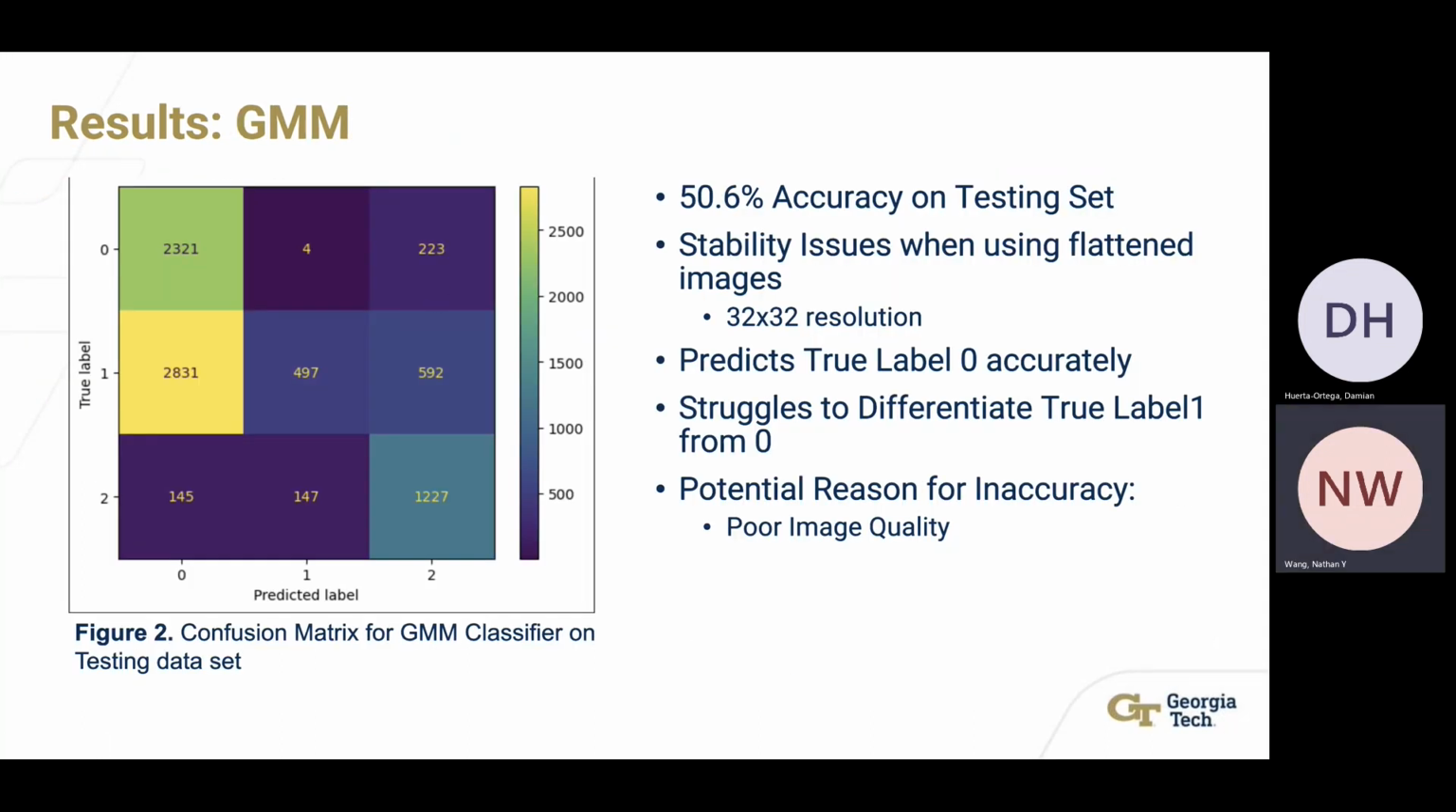So when testing the GMM model, we found that it performed better than k-means with a 50.6% accuracy. However, there were still stability issues when using a flattened image, and that's why we decided to use an autoencoder. Whenever we did this, we found that the overall model predicted the true label 0 correctly. However, it still struggled to predict true label 1 from 0. The big reason behind this could be just poor image quality.